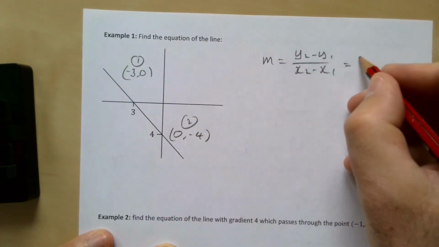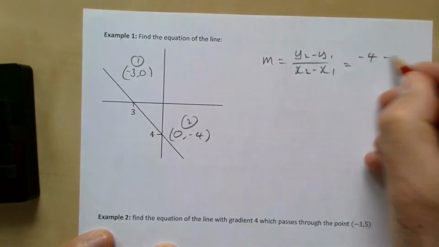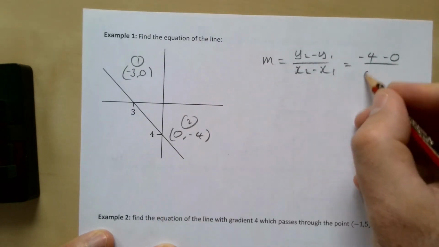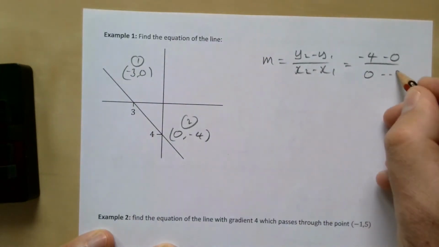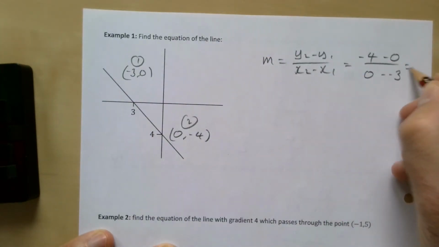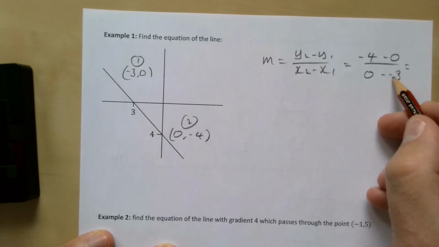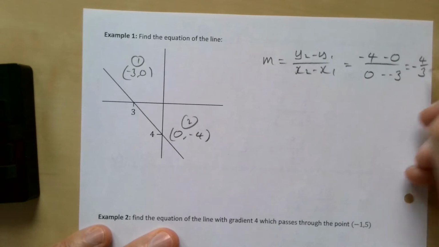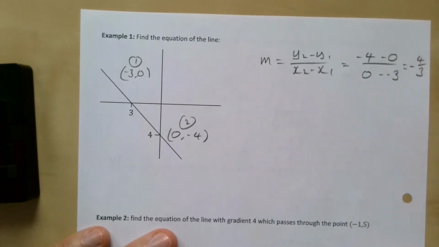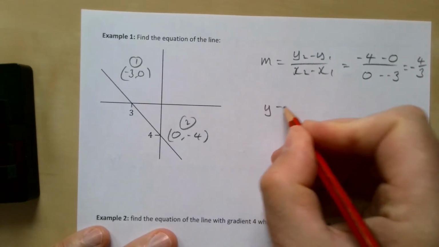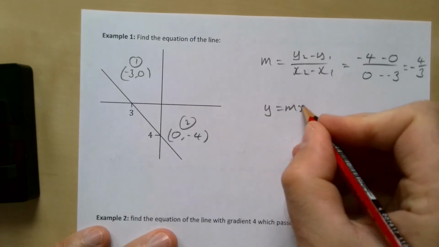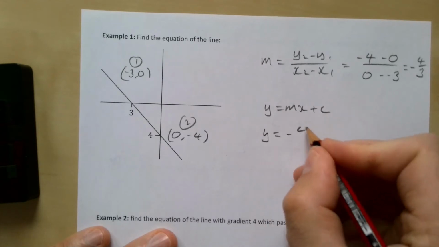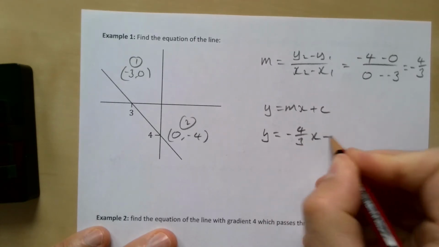Let's sub in and see what we end up with. We have -4 take away 0, and then for the x coordinates, 0 minus -3, which gives a positive 3 on the bottom. So -4 over 3 is my gradient. I'm going to sub that into y = mx + c, so y = -4/3 x + c.